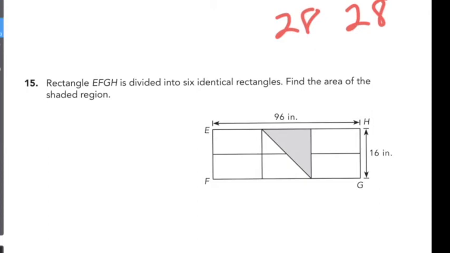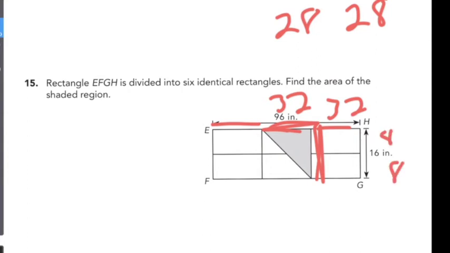So look, 96 is broken up into 3 parts. You have to divide 96 by 3, and you're going to get 32. So each section is 32. If this is the base and this is the height, and each section's 8 here, but you don't even need that. You already have the base and the height, so you should be fine.